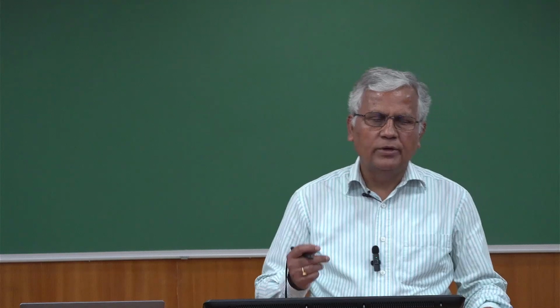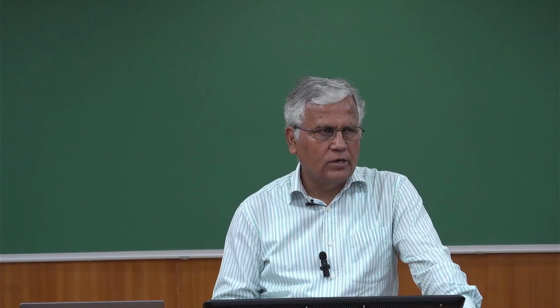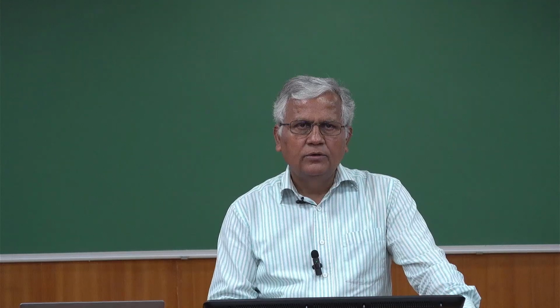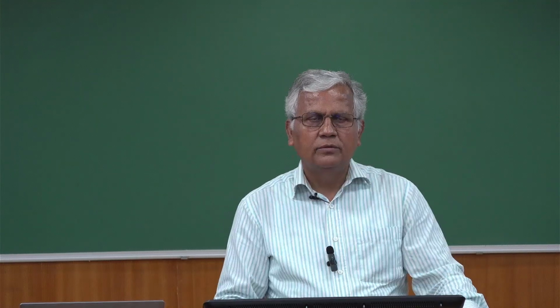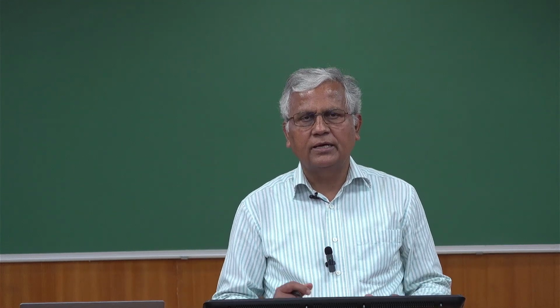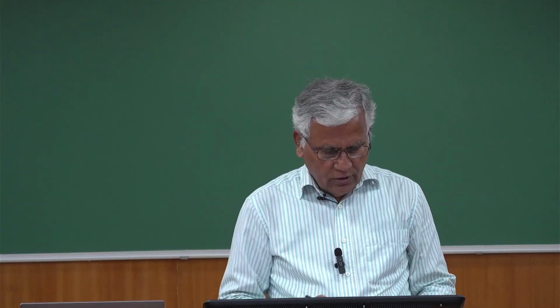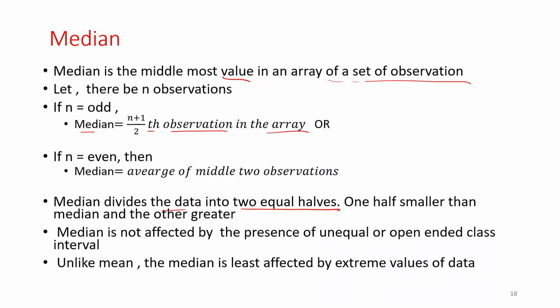Suppose we have 50 observations, then 50 is an even number. If we have 51 observations, then 51 is an odd number. So depending upon odd or even, we have to find out. In the case of odd, the median is the (n plus 1) by 2th observation in that array. Median will divide the data into two equal halves. So 50% of the data will be above this and 50% of the data will be below this.